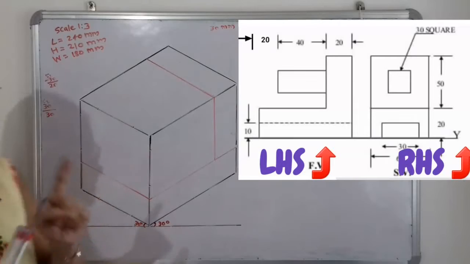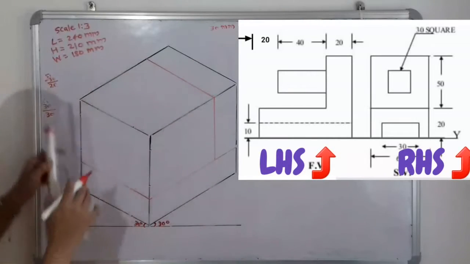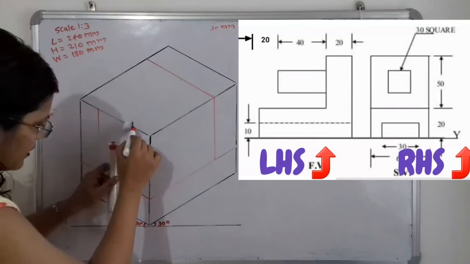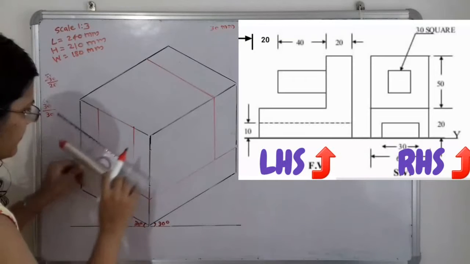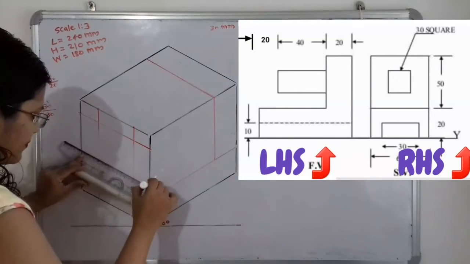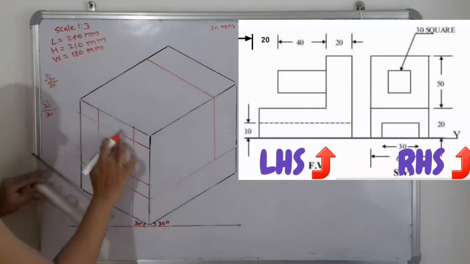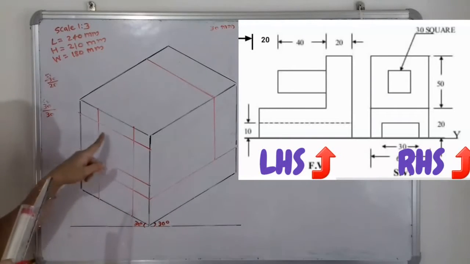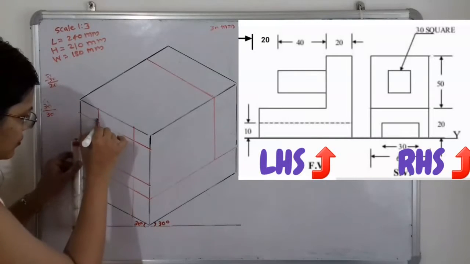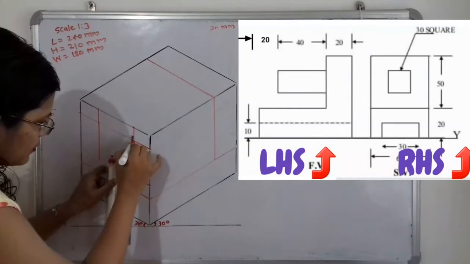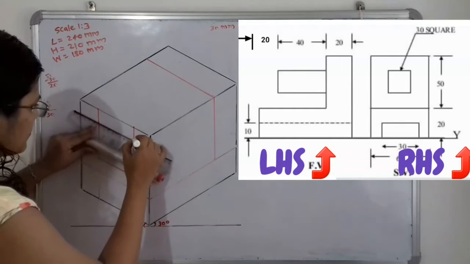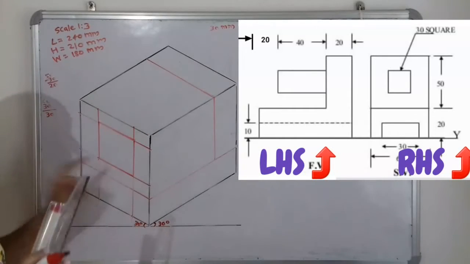Now I will join these selected points. Now these are the projection lines. So join these lines with the help of faint lines. Now this is the block, that is 30 by 30. Now I will show, these are the points of intersection. So we have to just join these points of intersection. Now this block is getting completed.